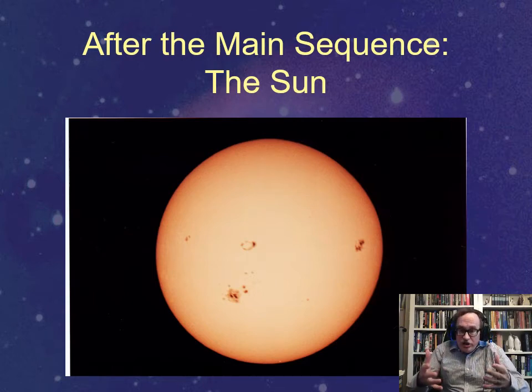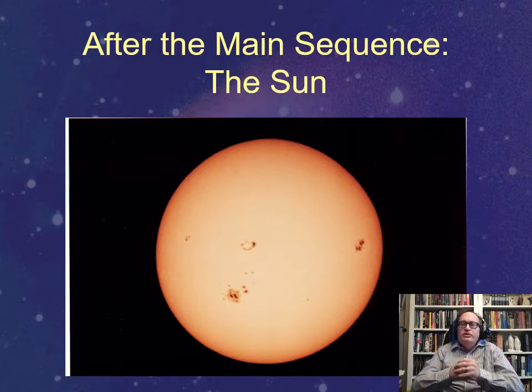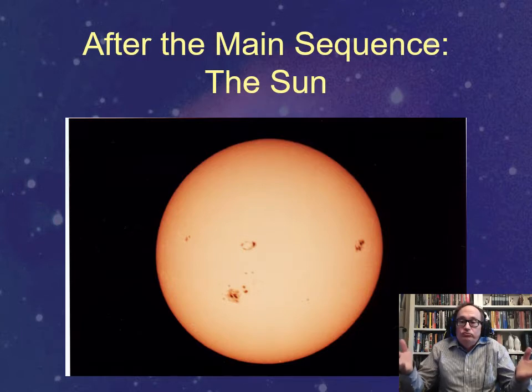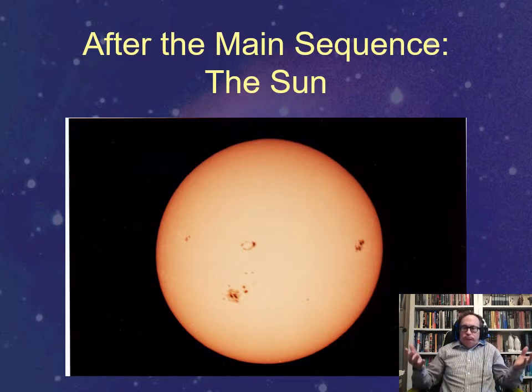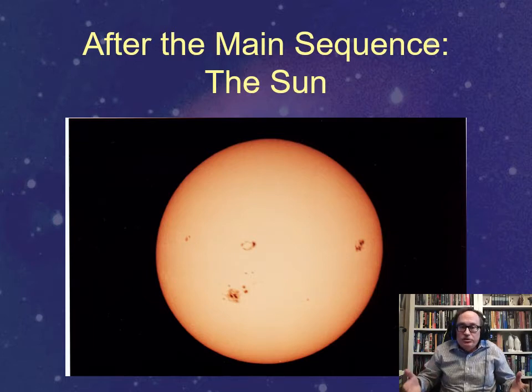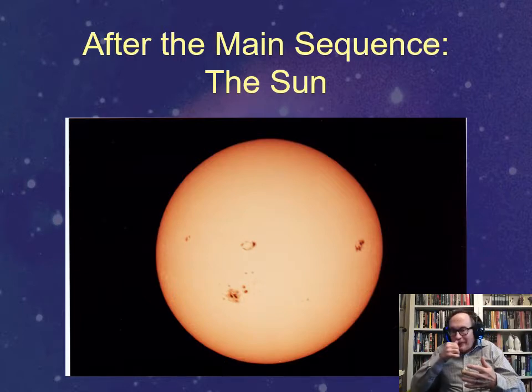So you've got the sun. You've got the core of the sun. The core is fusing furiously for a long time. Between 10 and 12 billion years is how long the sun will live on the main sequence. But eventually it's going to die.